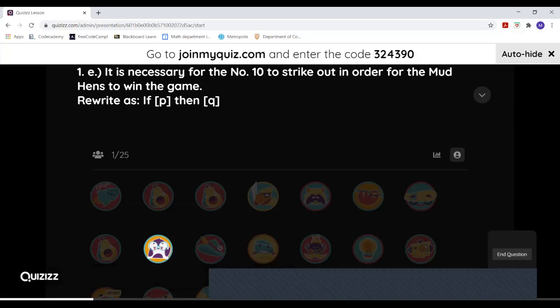Oh, I hate these ones. So it is necessary and it is sufficient. So I would give you a little heads up. This is backwards from what it sounds like, at least to me personally.